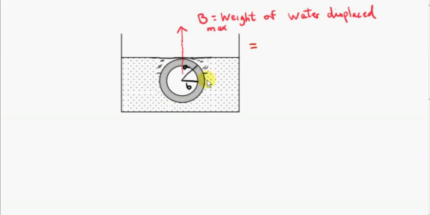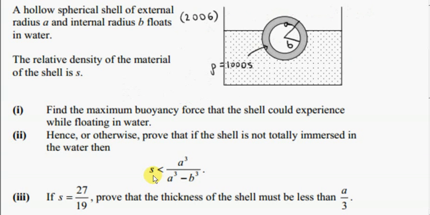So the sphere is fully immersed, so the volume of water displaced equals the volume of the complete sphere, a sphere of radius A. So that volume is 4/3 pi A cubed. That's the volume of the immersed sphere when it's fully immersed, which is equal to the volume of the water displaced. So we multiply that by the density of the water displaced, which is 1000. That gives us the mass of the water displaced. Multiply that by g to give us the weight of water displaced.